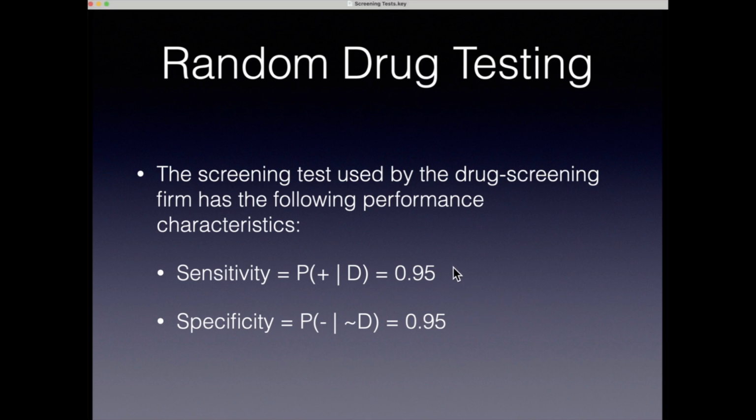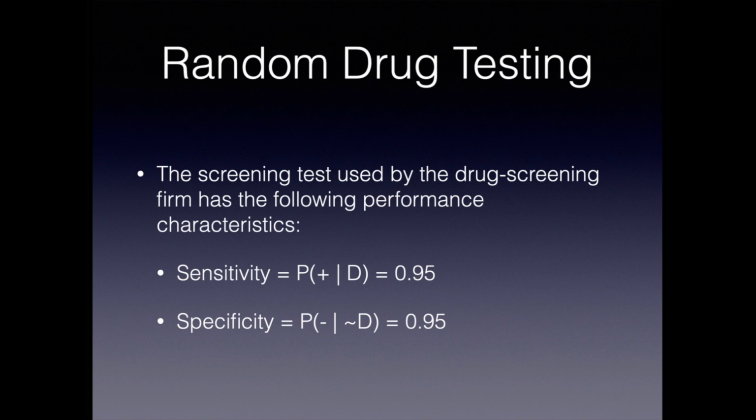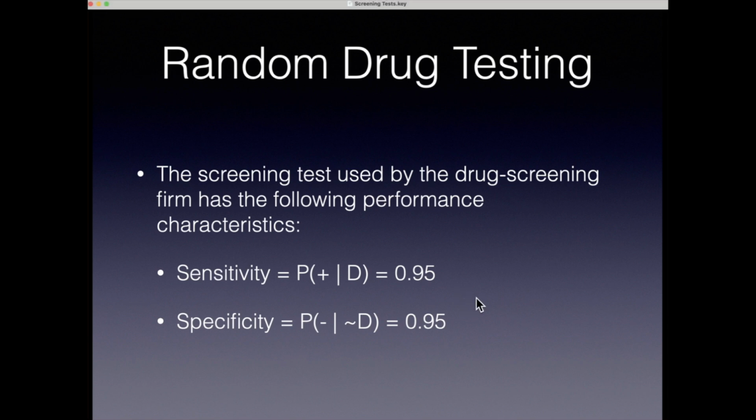And I would also point out that while we're assuming here that the sensitivity and specificity are both 0.95, in general, these may not be equal. Let's put it that way. There are going to be lots of situations where the sensitivity and specificity will be different, and in fact, that will probably be the norm. That'll probably be the usual situation. But just for the sake of this example, we're going to consider a test where the sensitivity and specificity are both 0.95.